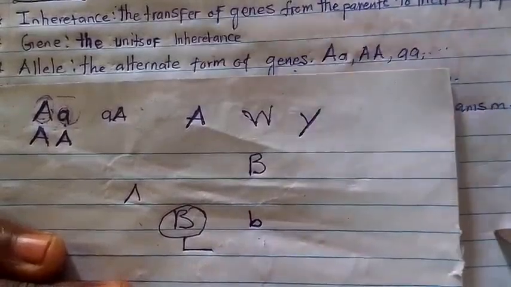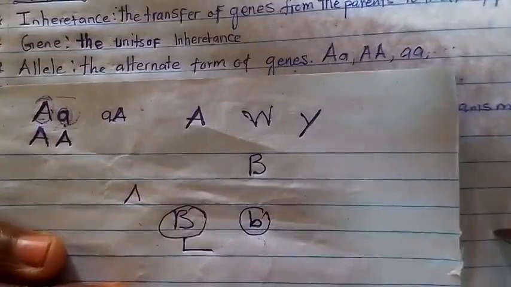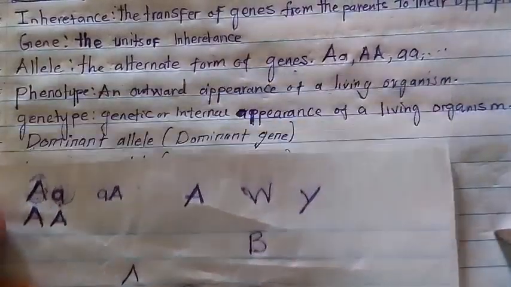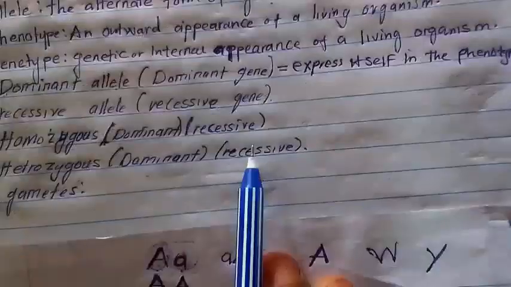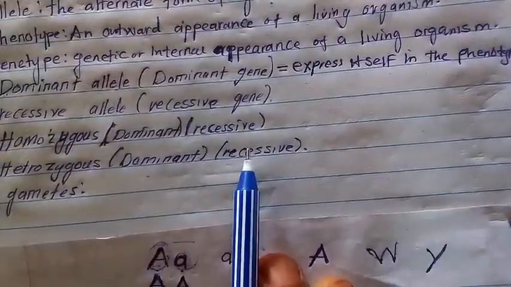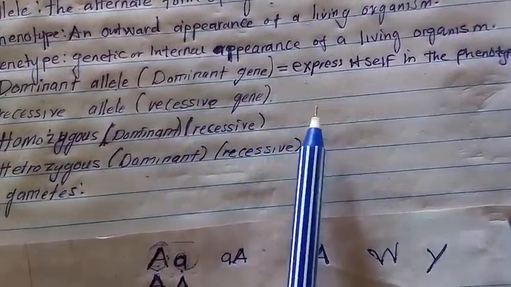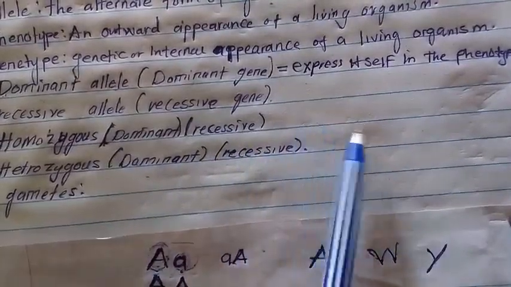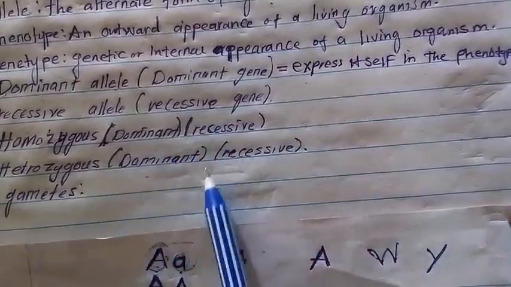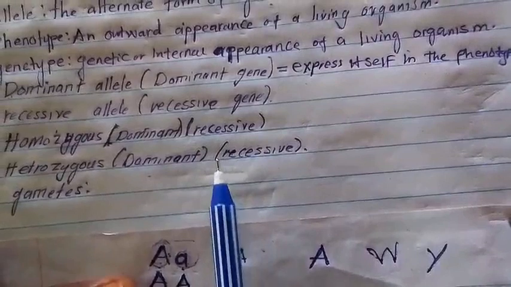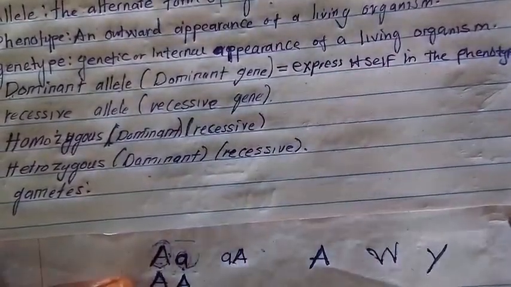So, when you talk of small letter b, this one is going to be a recessive value. So let's come to the recessive value now. Don't forget that the dominant value expresses itself in the phenotype. And remember, the phenotype is just the outward appearance of a living organism. And genotype, we use what? We use values.